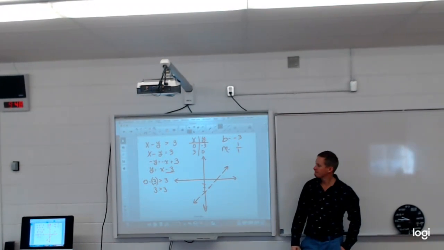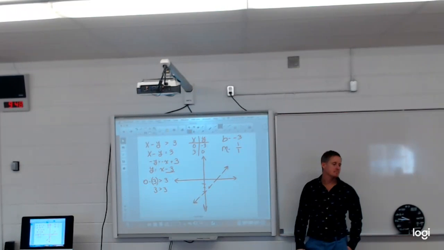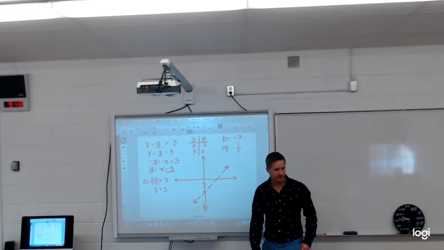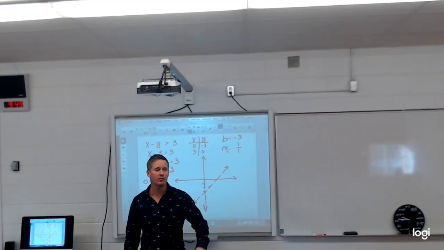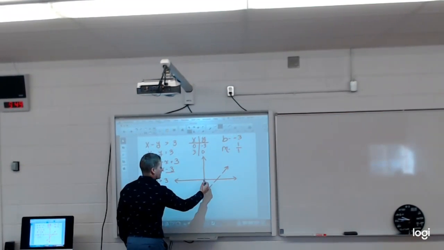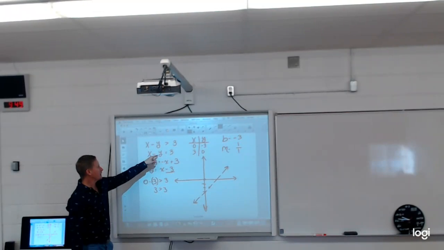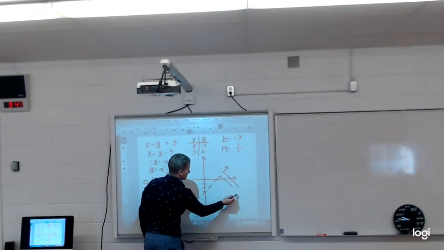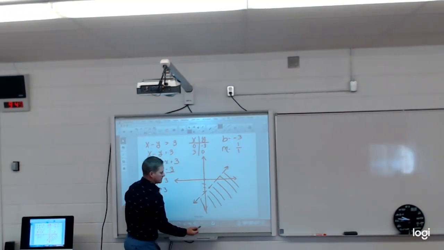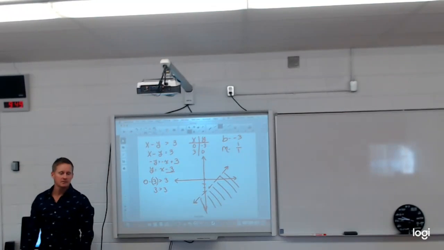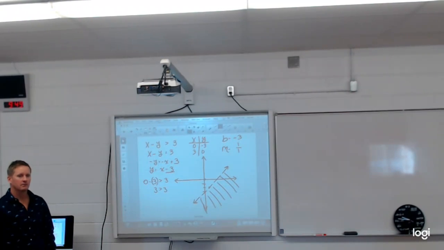So you're saying if it's true, you shade to the. Oh yeah, we haven't shaded yet. Yes, if it's true, then you shade over that. Okay, so let's go back to this. Let's pick our 0 and 0. 0 subtract 0 is 0. Is 0 greater than 3? No. So I shade down there. Does that answer your question, Paige? Yeah. Okay.